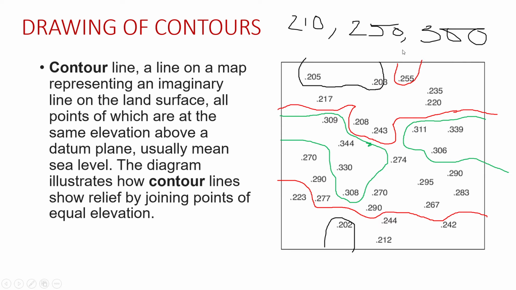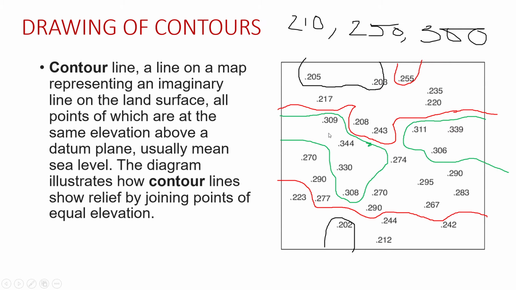Again the 300 meter. Now the 300 meter elevation I have drawn with green color. Again the points that can be drawn in between the numbers is 300. I have just joined those points and drawn a line.